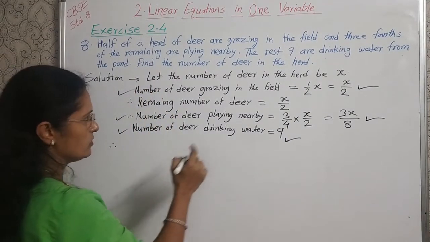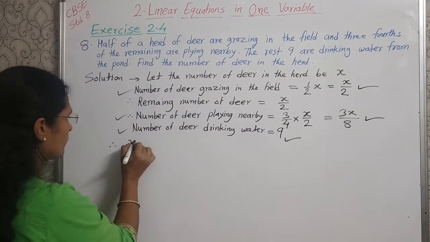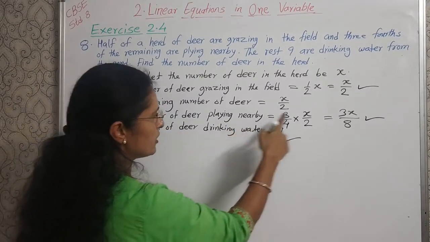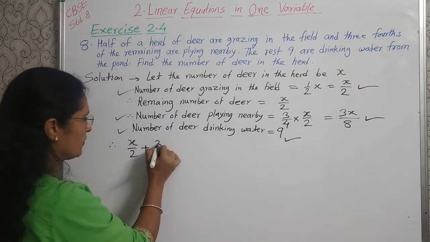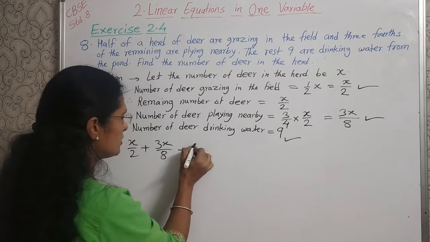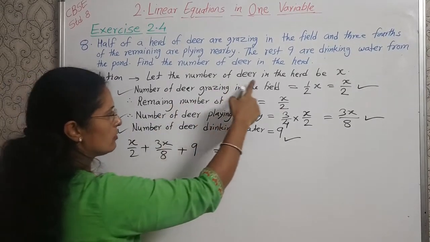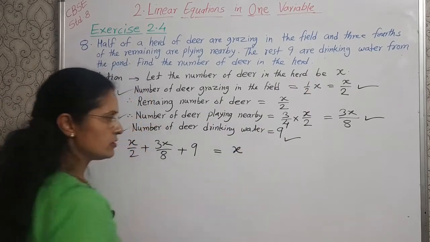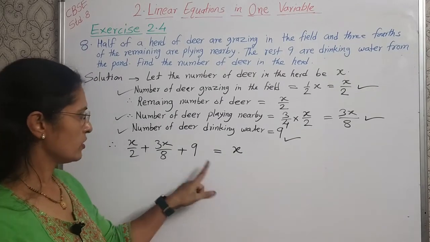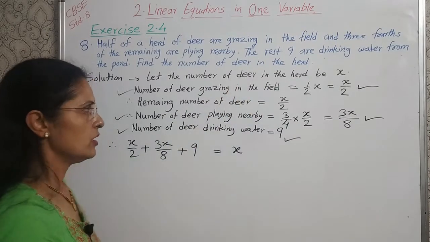So what is the equation? First, number of deer grazing is x by 2 plus number of deer playing nearby is 3x by 8 plus number of deer drinking water is 9, and together all this make the total number of deer in the herd, and that is x. Now this is the linear equation. We will solve this equation to find x. And what is x? X is the number of deer in the herd.